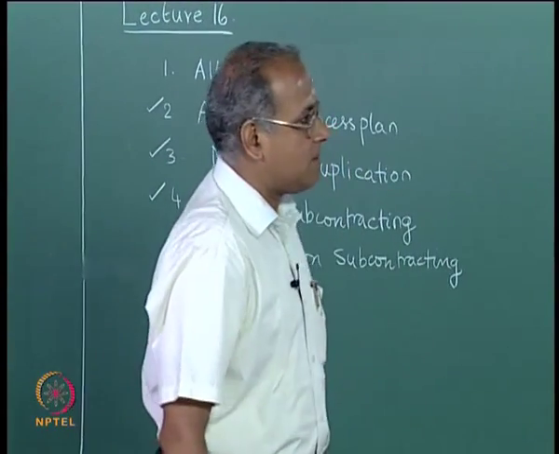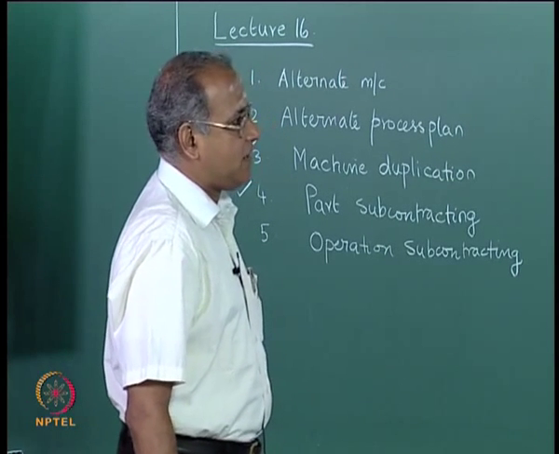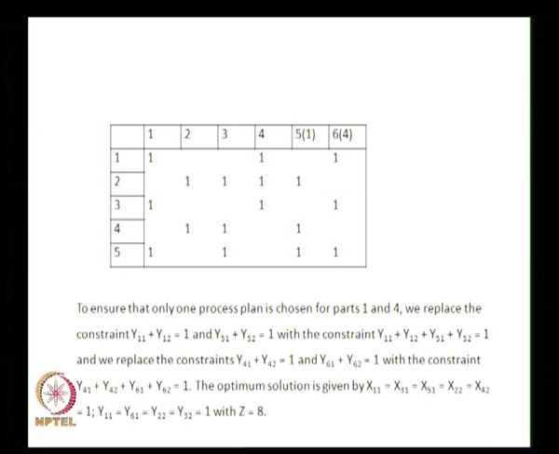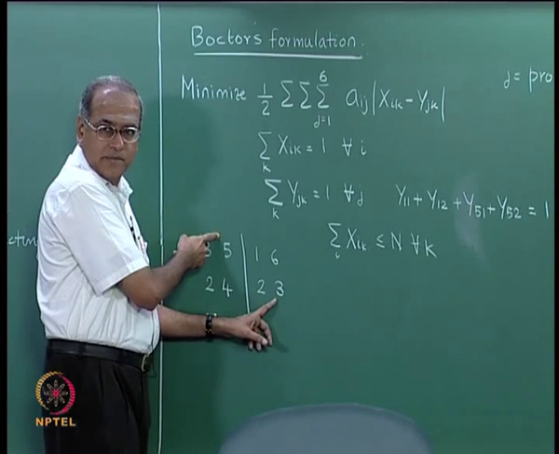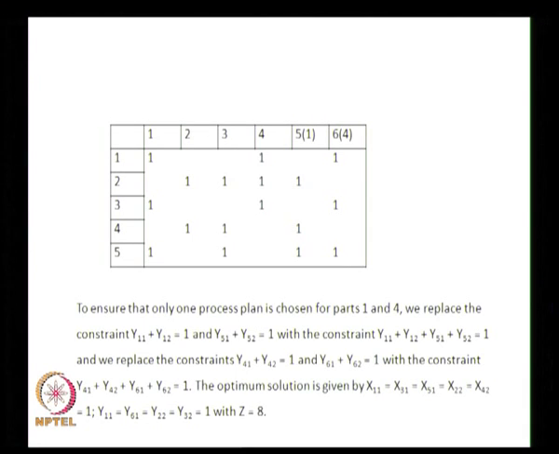Now, let us try and compute the intercell moves. Process plan 1 goes to 1, 3 and 5, no intercell move. Process plan 2 goes to 2 and 4, no intercell move. Process plan 3 goes to 2, 4 and 5, there is one intercell move. 4 is not chosen, 5 is not chosen, 6 is chosen with 1, 3 and 5, there is no intercell move.